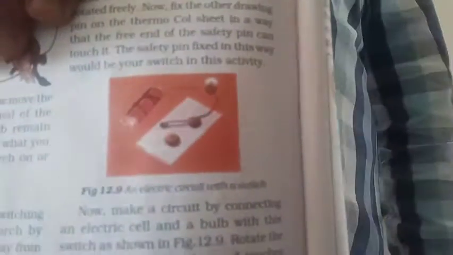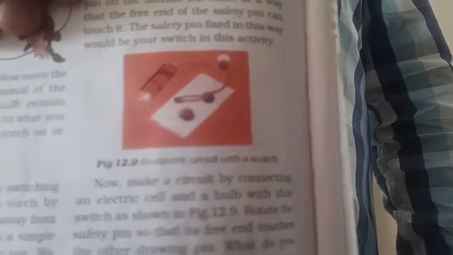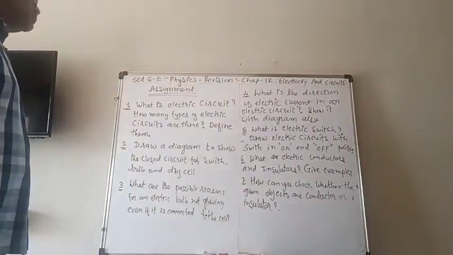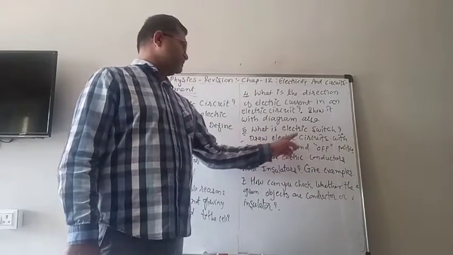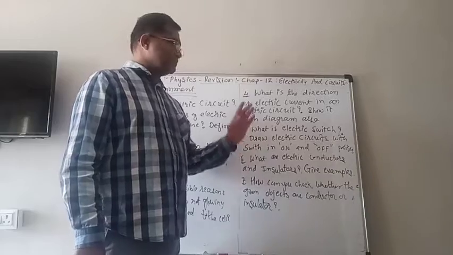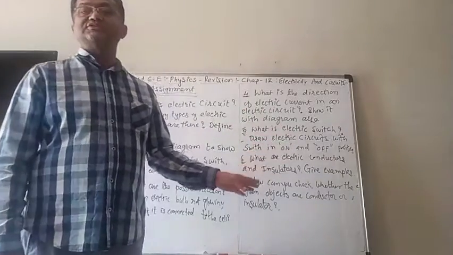Here you can see that the pin is not connected, so the switch is in the off position. But here you can see that the switch is touching the other pin, so it is in the on position. So, what is an electric switch? Draw an electric circuit with the switch in on and off position.